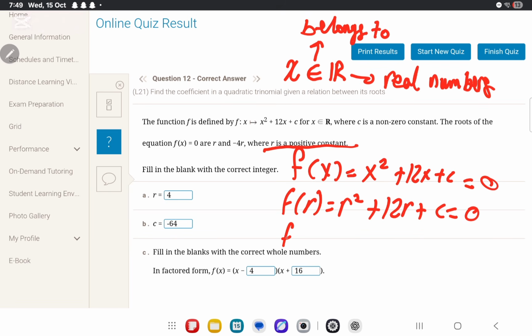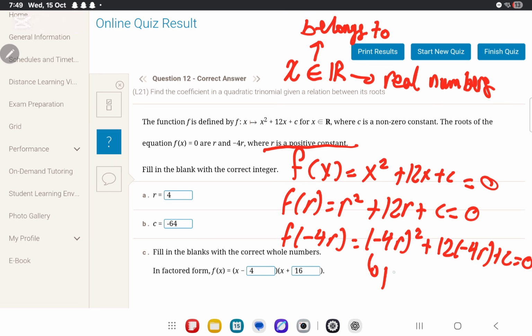Now for negative 4r, we get negative 4r squared plus 12 times negative 4r plus c. This also equals 0, right? The roots of the function equal 0. So let's simplify this. It's going to be 16r squared minus 48r plus c, and this is equal to 0. They both equal 0. Let's say this is 1 and this is 2.